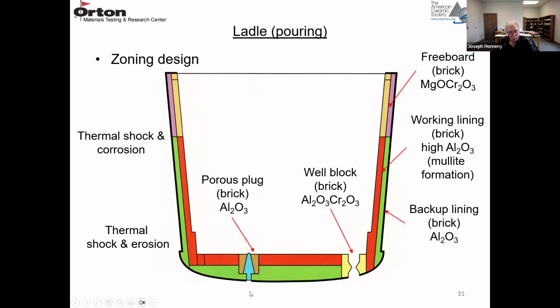There's a porous plug in the bottom for stirring, to allow gases to stir the melt. So that's usually a high alumina brick. And then there's a well here where there's going to be a slide gate for controlling the flow of metal. So there's a well block, which is usually an alumina chrome. The chrome is added to improve corrosion resistance.